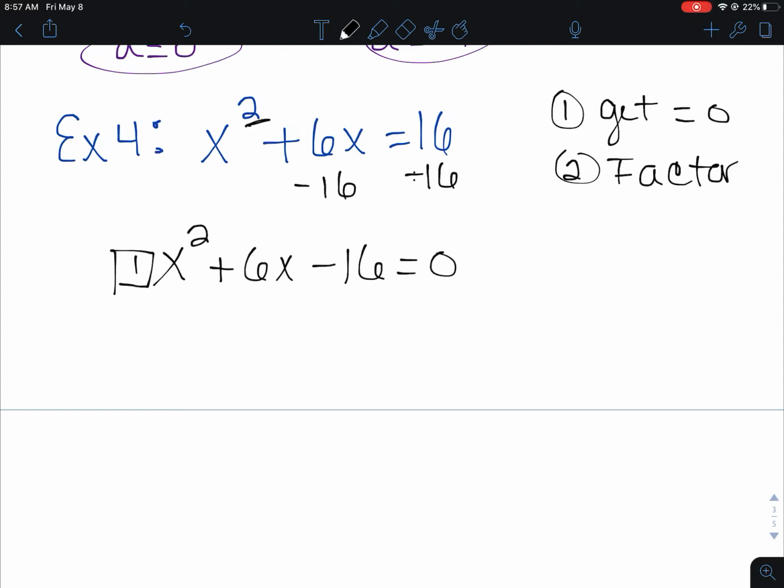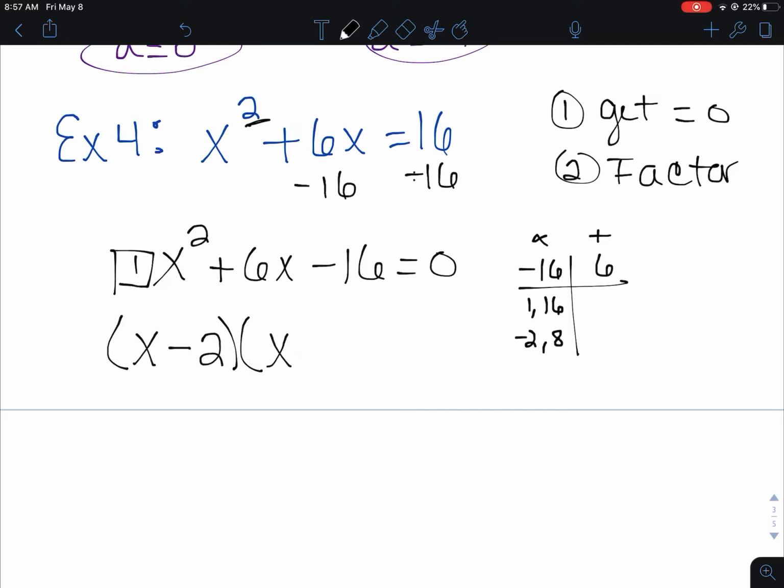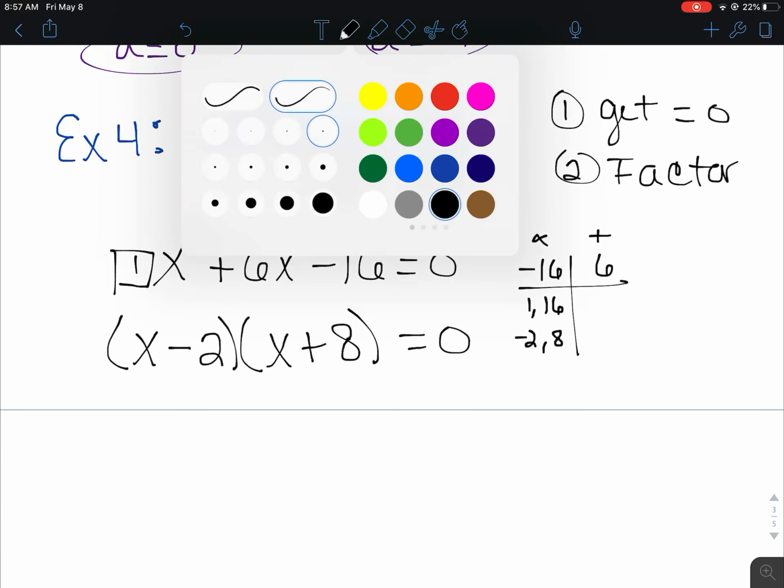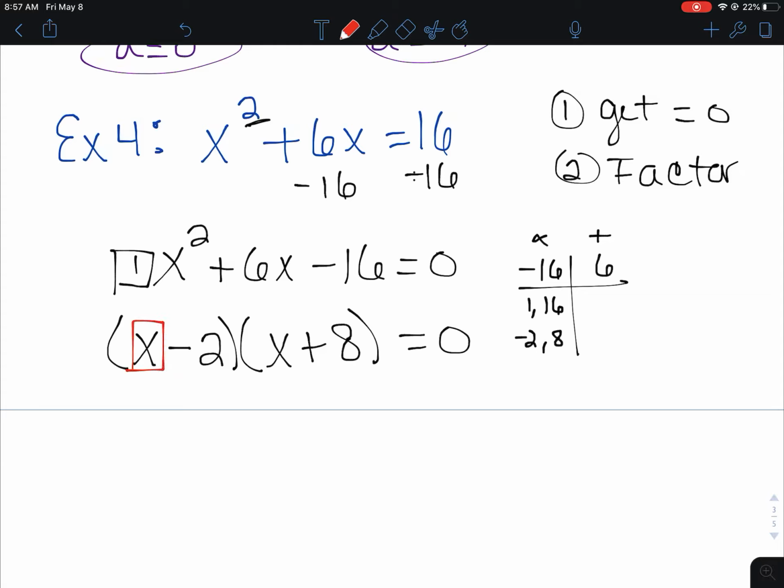Well, this is a trinomial where a is equal to 1, so we're going to use product sum. So find me the two numbers that multiply to negative 16 and add to positive 6. So 1 and 16, 2 and 8, I think we got them right there. If we make 2 negative and 8 positive, those would add to positive 6. So my factors become x minus 2, x plus 8, okay?